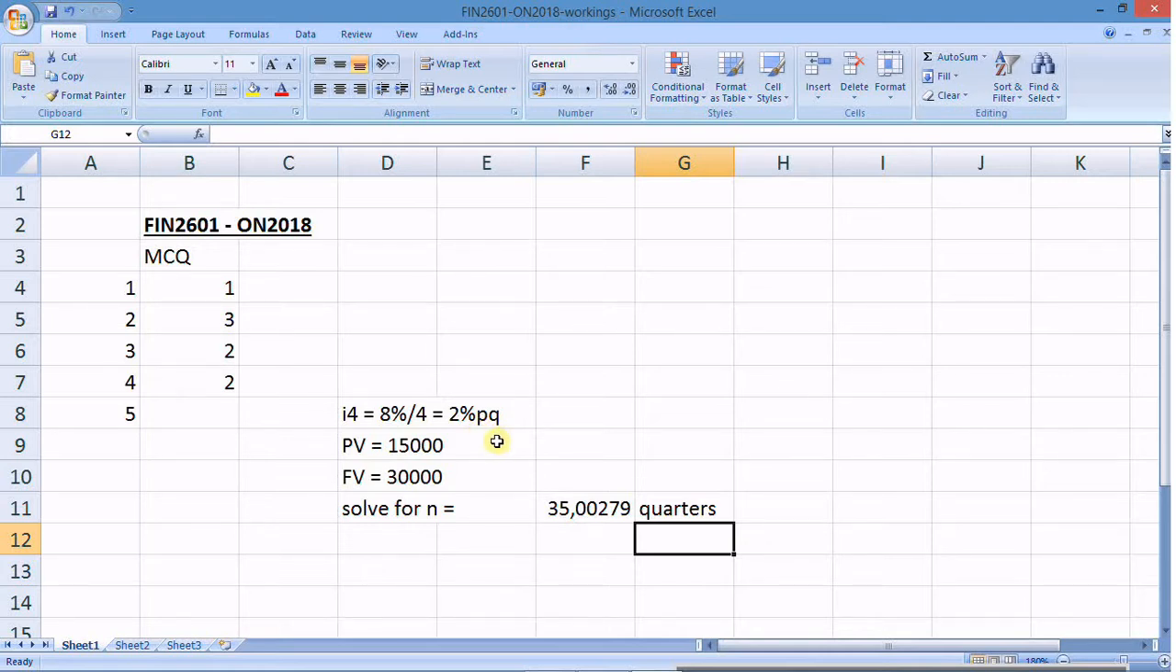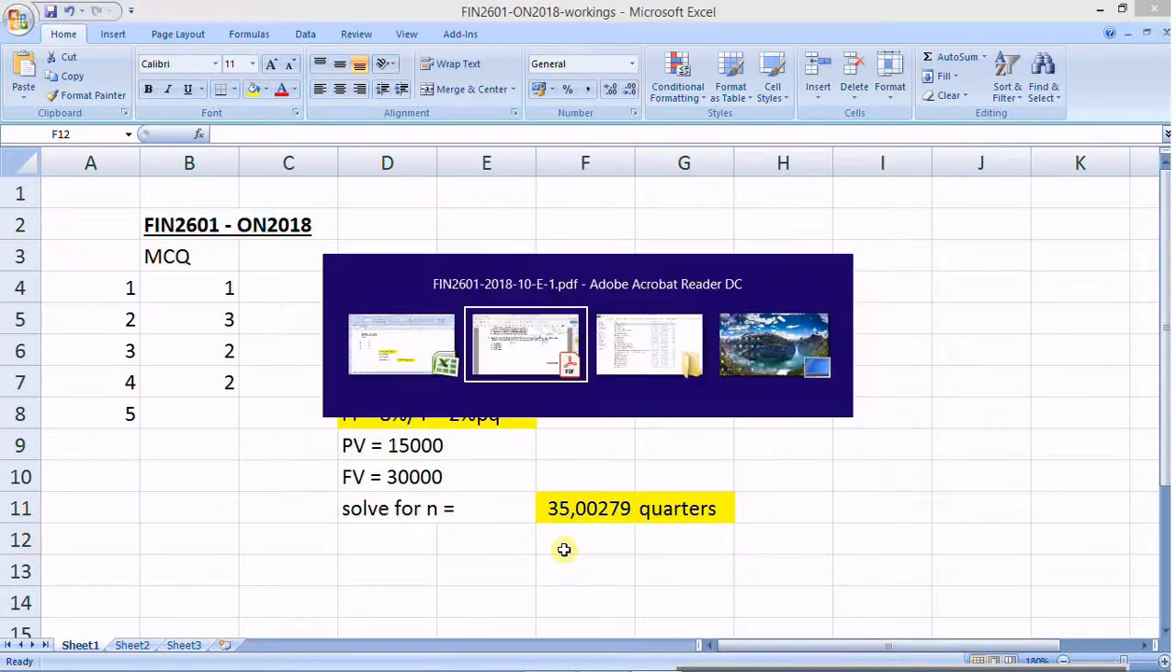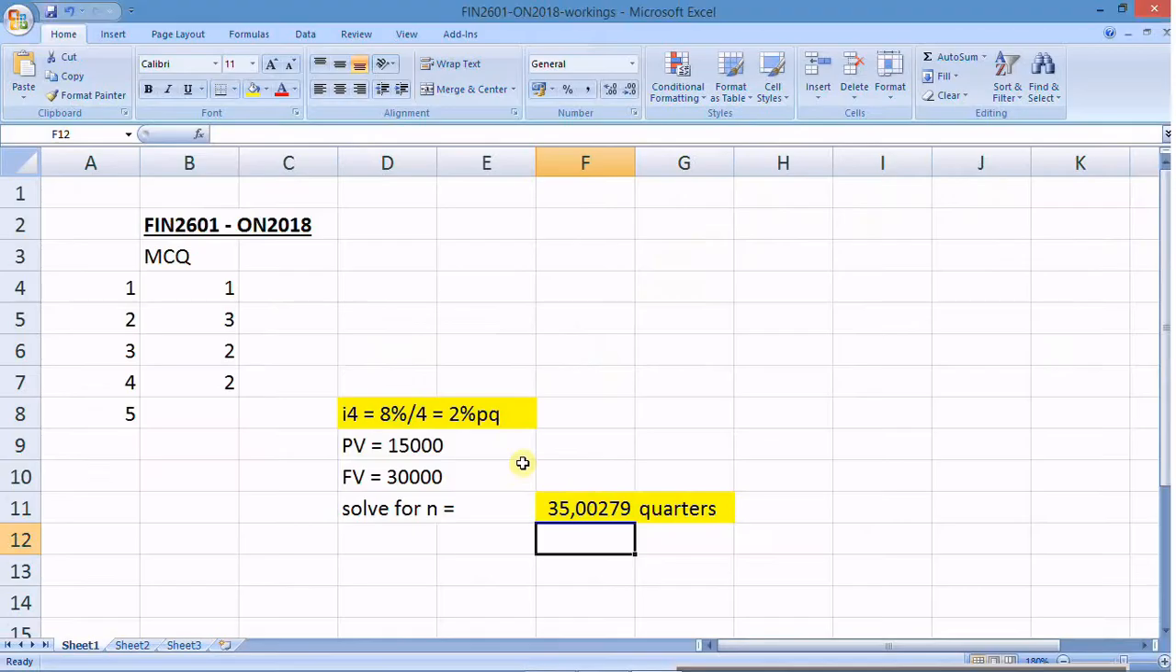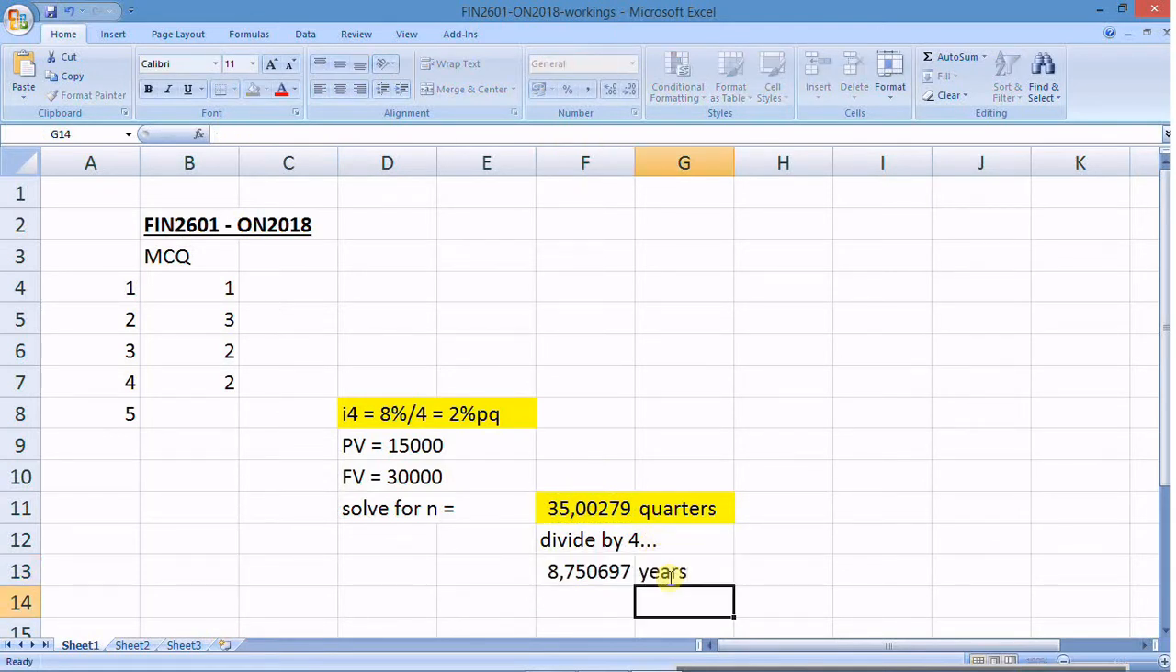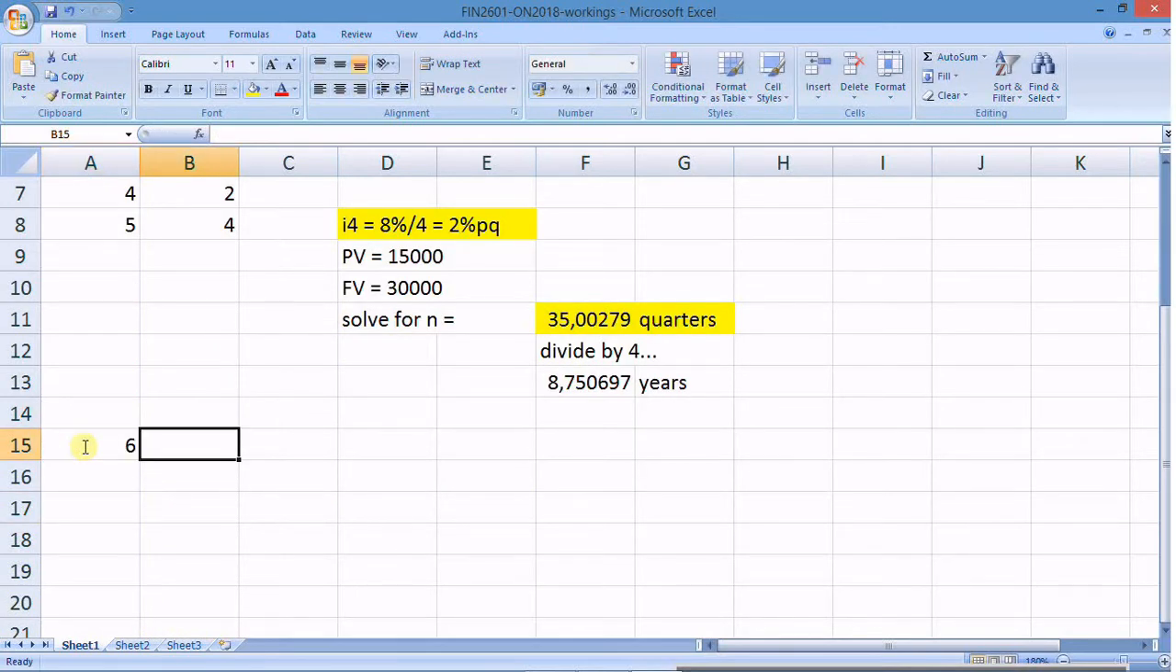Do you get the same answer? Let's check. I needed to put the PV as a negative. 35.00. Correct. But remember, this was in quarters. So the N that you get is in quarters. But they asked you for years, so you divide by 4. So it's 8.75 years. Option 4. Okay, let's go to 6.